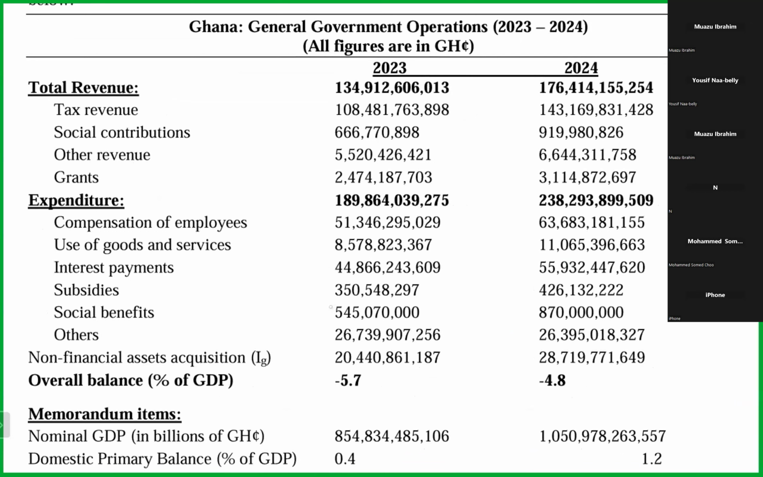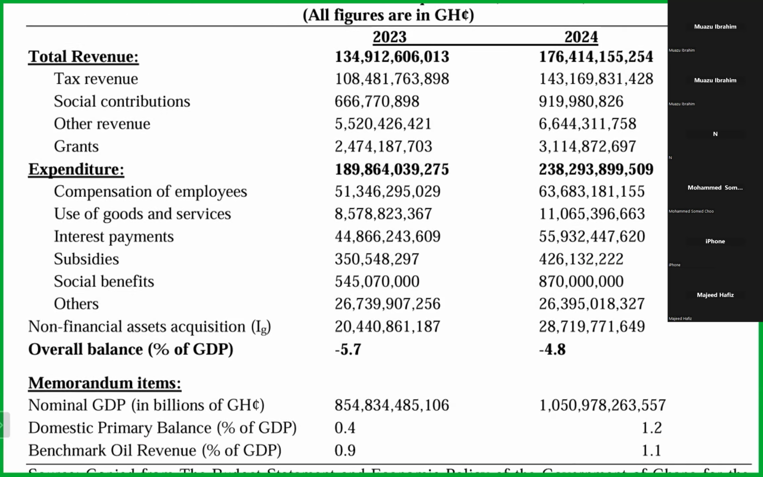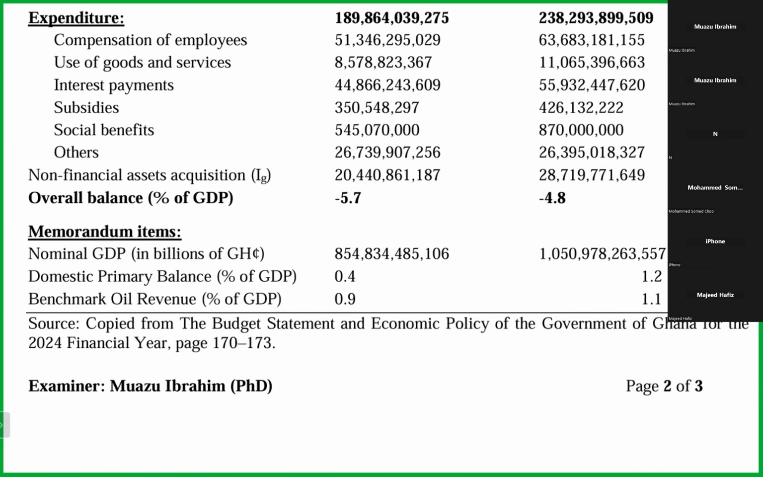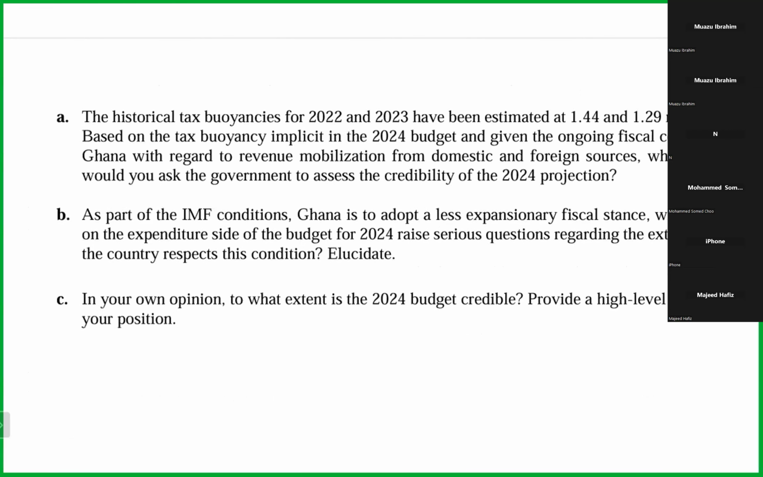Subsidies. Government is doing planting for food and jobs. The IMF is telling government to reduce expenditure on those subsidies that they provide to farmers and any other agent. We can see it's even higher, from 350 million to 426. Is government respecting the condition here? No. Social benefits, free senior high school, and what have you. Is government respecting the condition here? No. Which means that on all the expenditure lines, government is not respecting the IMF condition of being less expansionary. Are we together?